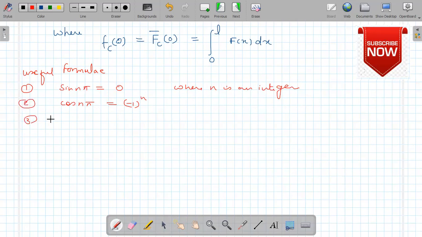Third is sin of (2n plus 1) pi by 2 is equal to minus 1 raised to the power n, and cos of (2n plus 1) pi by 2 is always 0.